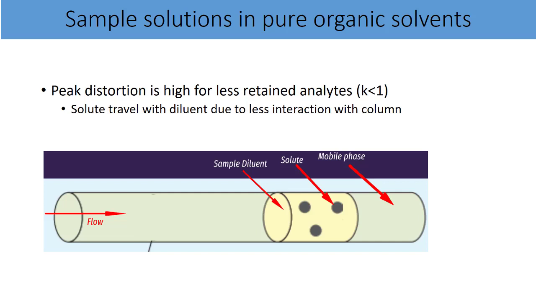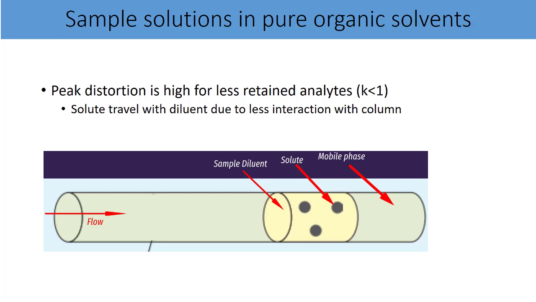But if you choose a stronger organic solvent as your diluent, for example, you are using a mobile phase of 70% methanol and you use 100% methanol as your sample diluent, you may see distortion in the peak shape for your analyte.